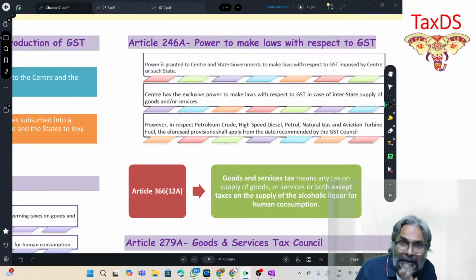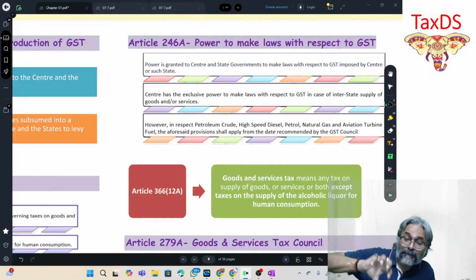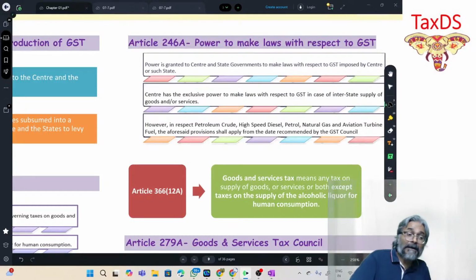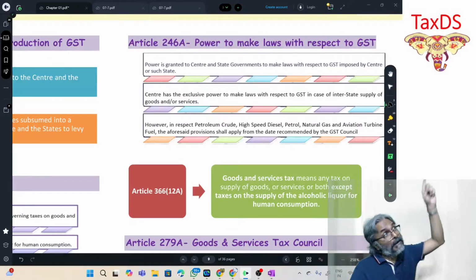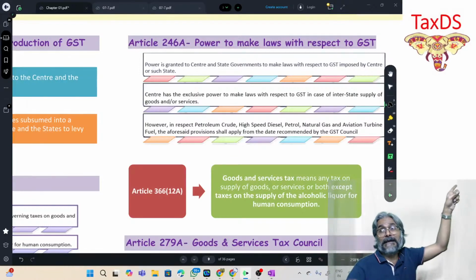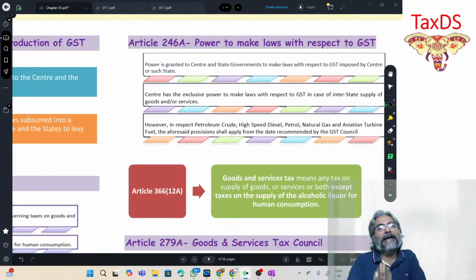Does that therefore mean, students, that there are no taxes? The answer is no. This exclusive power is retained by whom? By the state government. And the state government continues to charge the old taxes. Which are the old taxes? The state excise duty and VAT on this particular aspect continue as far as alcoholic liquor for human consumption is concerned.